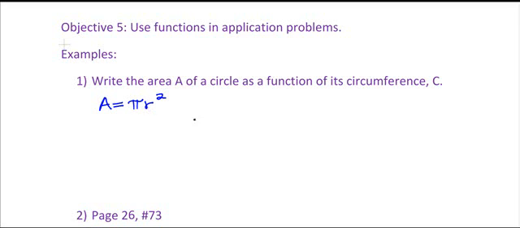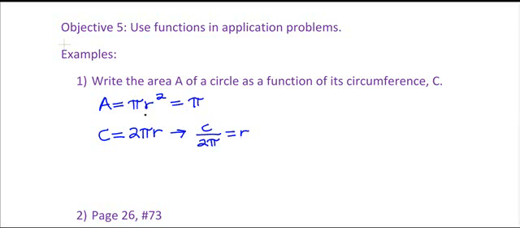So what we're going to need to do is use the circumference formula to rewrite r in terms of C. Well, we know that C is equal to 2 pi r. So we can rewrite r in terms of C. If we divide both sides by 2 pi, that would give us that C over 2 pi is equal to r.